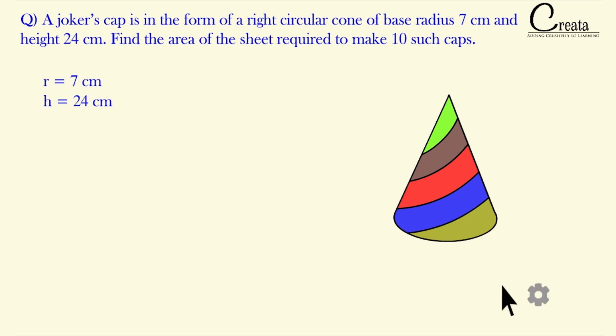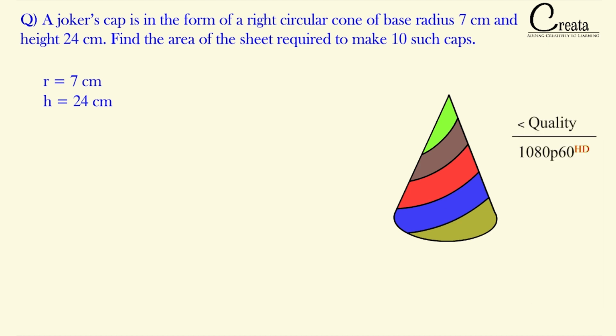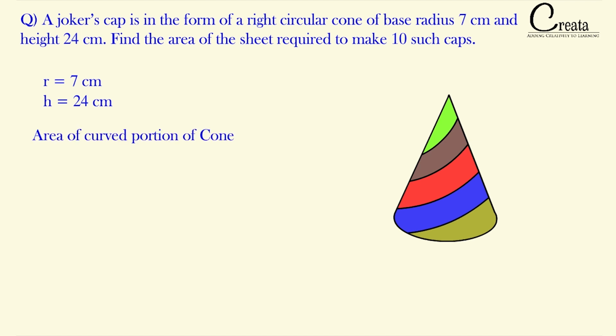Basically, first of all we will find the area of the sheet required to make one cap. Then we will multiply that area by 10 to get the area of the sheet required for 10 caps. So first, let's find the area of the sheet required for one cap. It will be the surface area of the curved portion of the cone. The surface area of the curved portion of the cone will be the sheet required to make this cone. And we know the surface area of the curved portion of the cone is pi R L.